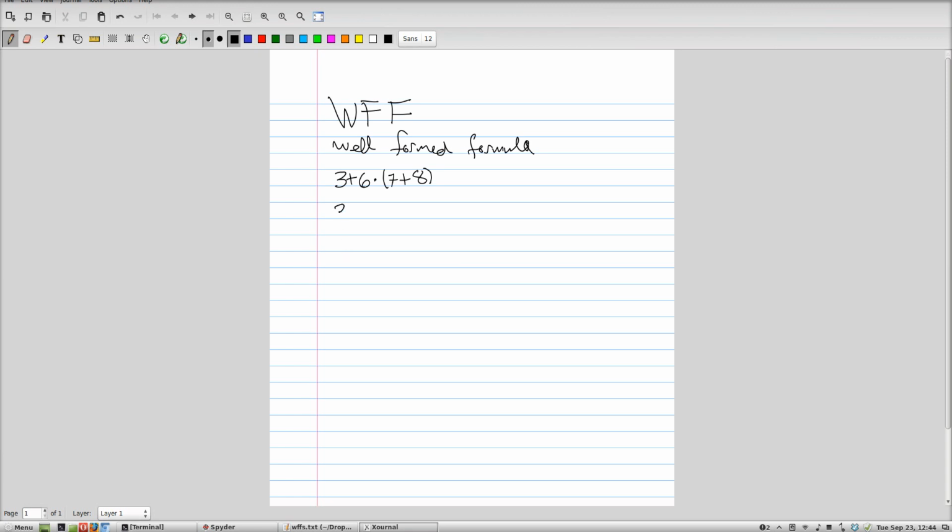But something like 3 plus plus, that's meaningless. So you can't ask a kid what that means and expect them to give you a reasonable answer. And there are a lot more non-well-formed formulas than there are well-formed formulas, like 2 parentheses in a row with 3 inside, and then that's incomplete. It's just wrong.